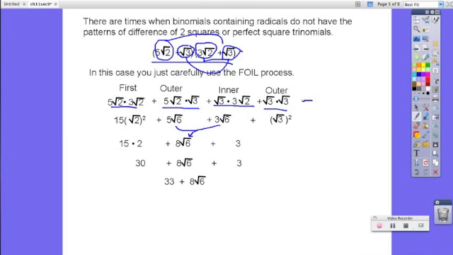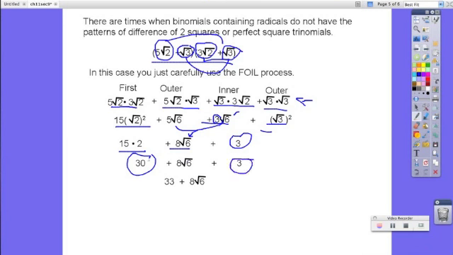All right, now we've got to simplify. 5 times 3 is 15. Square root of 2 times the square root of 2 is square root of 2 squared. 5 times the square root of 6 plus 3 times the square root of 6 plus the square root of 3 squared. Simplifying more: 15 times 2, 5 times the square root of 6 plus 3 times the square root of 6 is 8 square root of 6, plus 3. 15 times 2 is 30 plus 8 square root of 6 plus 3. Adding together, we get 33 plus 8 square root of 6.